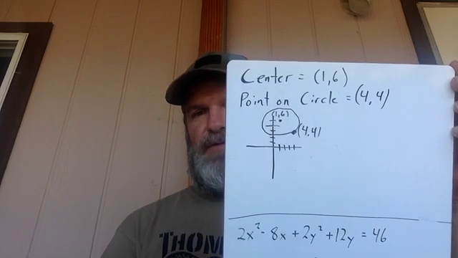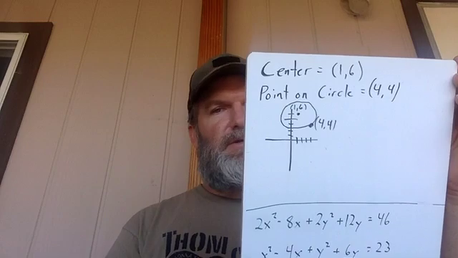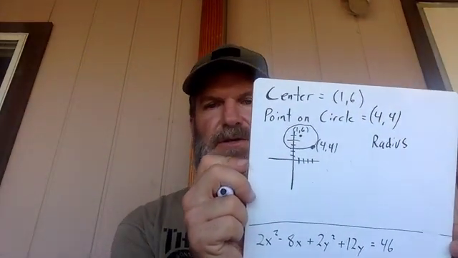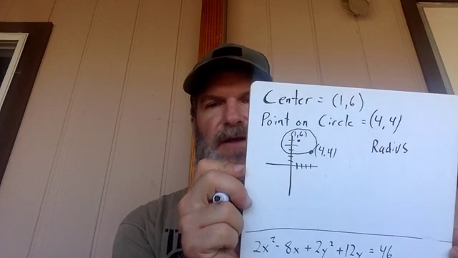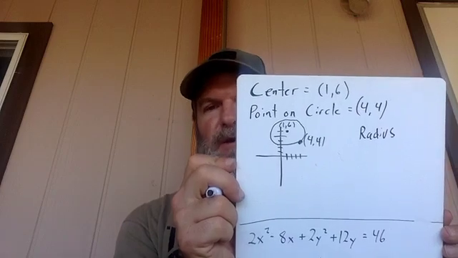And to write the equation of a circle, all you need is the center and the radius. So we know the center, we just have to figure out what the radius is. So the radius is the distance between those 2 points, from the center to the edge of the circle. So how do you find the distance between 2 points that are diagonal from each other? You use the Pythagorean Theorem.